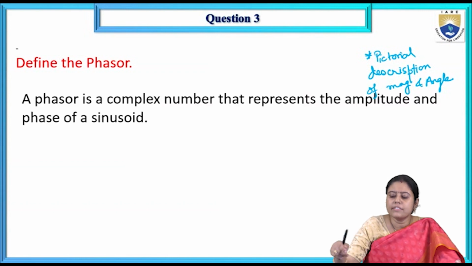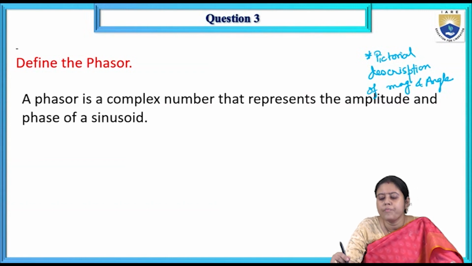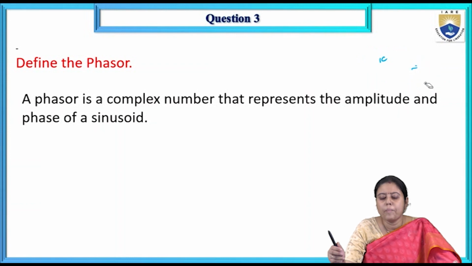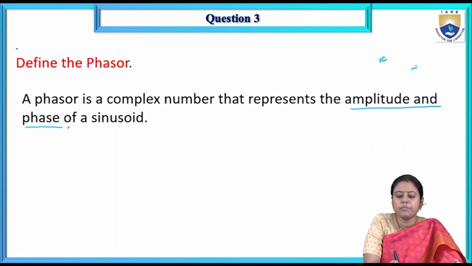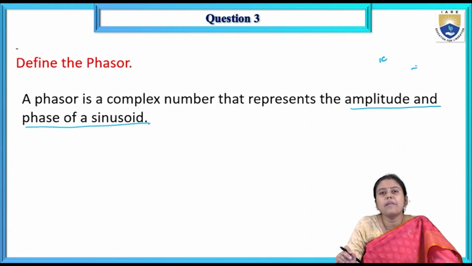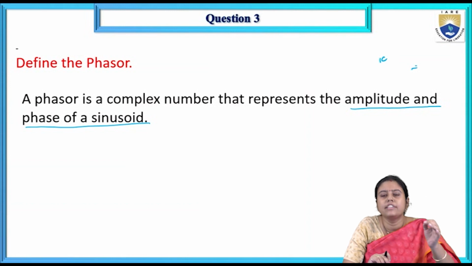So what is the phasor? A phasor is a complex number that represents the amplitude or magnitude and phase of a sinusoid. If the input is sinusoidal, then there is a phase angle.